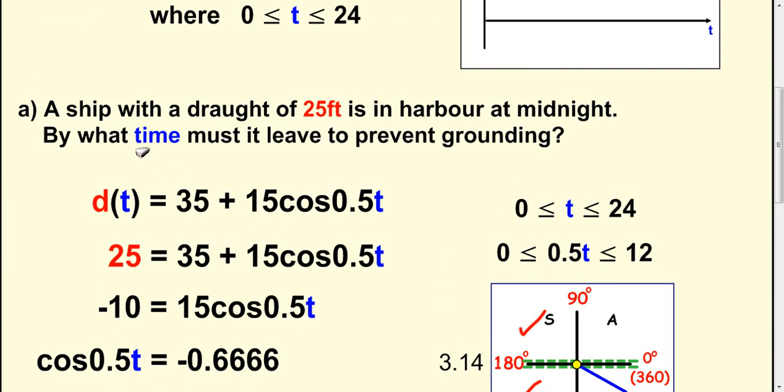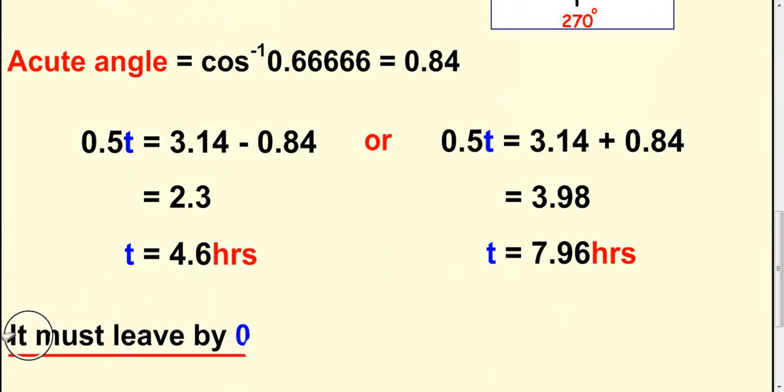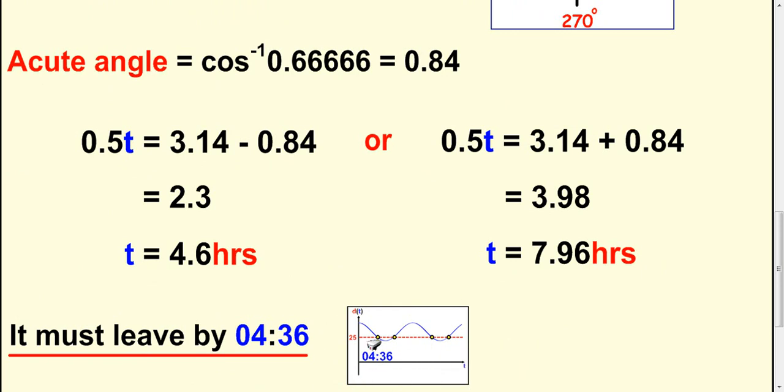So everything is to do with midnight in the question. A ship with a draft of 25 feet is in a harbour at midnight. What time must it leave? Well, 4 hours and 36 minutes after midnight. So that's 4:36. On a wee diagram, that first bit would be 4:36 or 0436 in the 24-hour clock.